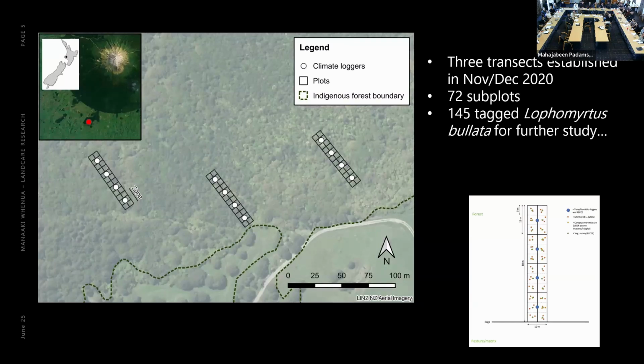So we established 3 of these transects on Mount Taranaki, on the southern side of the mountain, in an area where we knew there were a lot of Lophomyrtus bullata. It's actually quite hard to find places where you can implement an experiment like this, where Lophomyrtus bullata is consistent enough along these forest edge gradients. We'd like to have repeated this at multiple sites, but just couldn't find places where we could. This is also where we knew myrtle rust was present, and it likely had been for a year or 2 prior to this. So yeah, 3 transects established. That's a total of 72 subplots and 145 tagged Lophomyrtus bullata that we looked at.